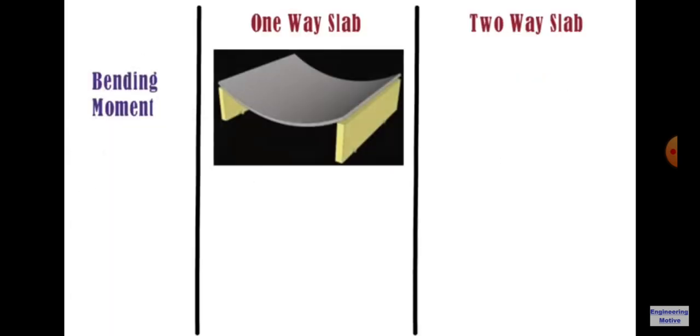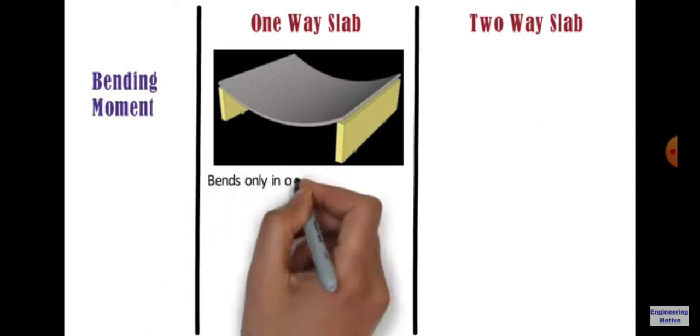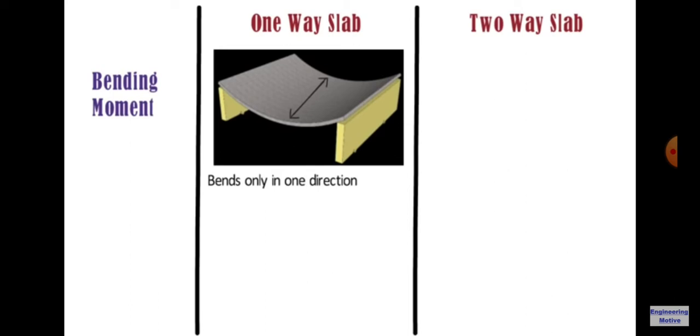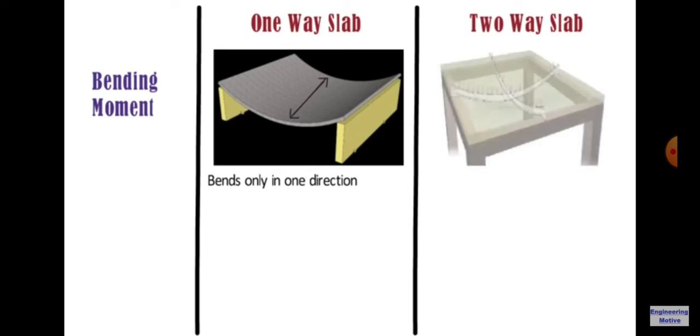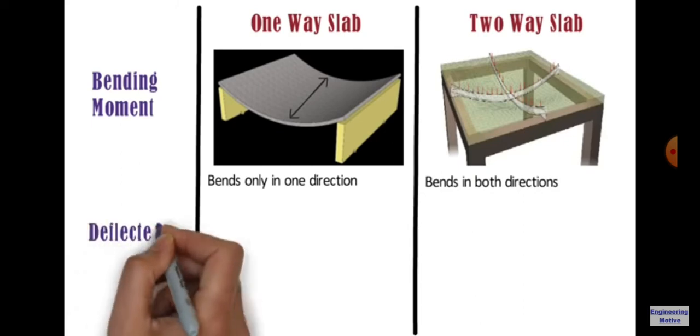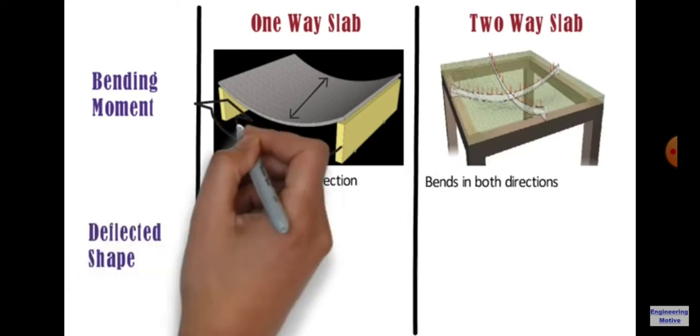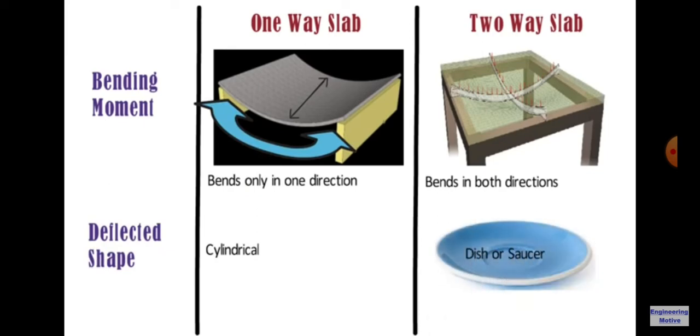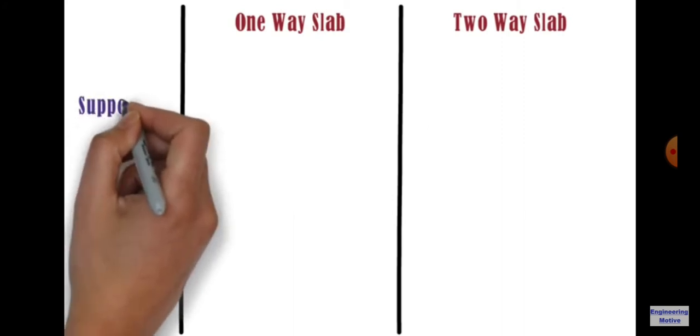Bending moment. You can see in one-way slab, it bends only in one direction, in the shorter span direction. But in two-way slab, it bends in both the directions. The bending moment is like this. Deflected shape. In one-way slab, the deflection will be just like a cylindrical shape, and in two-way slab, it is just like a dish or saucer shape.